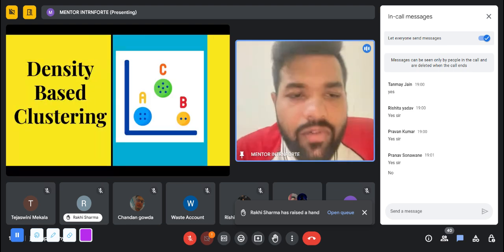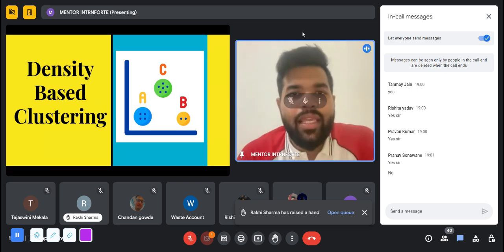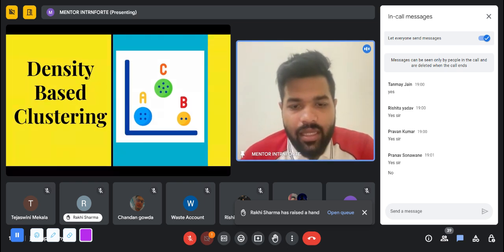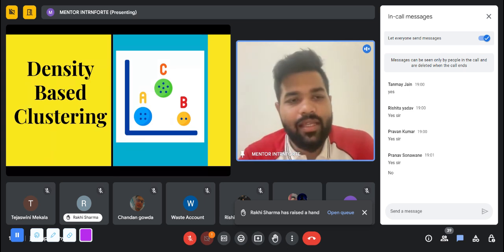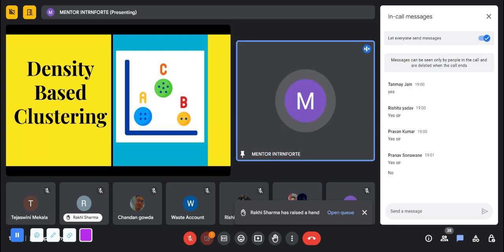Okay. So first of all, the algorithm that we'll be understanding is known as the DBSCAN algorithm. The full form of DBSCAN is density-based clustering of applications with noise. Okay, that is the main thing.